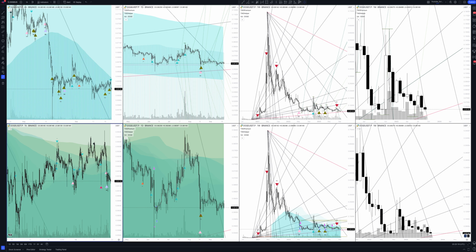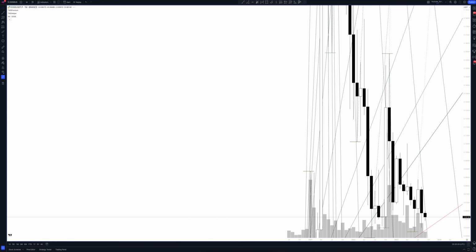Today we will take a look at Dogecoin cryptocurrency. Let's analyze the market situation and find out how you can make money on it. Let's start. We always start our analysis from the global market.